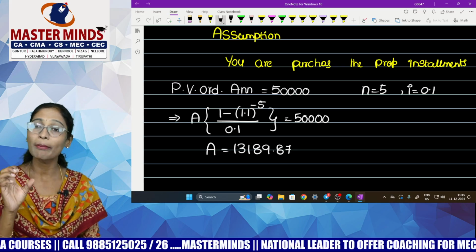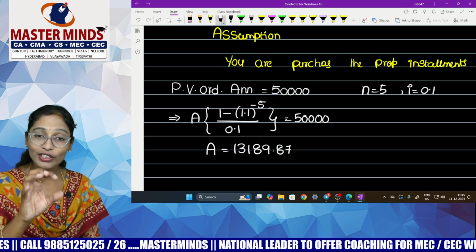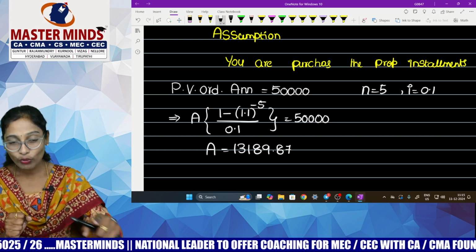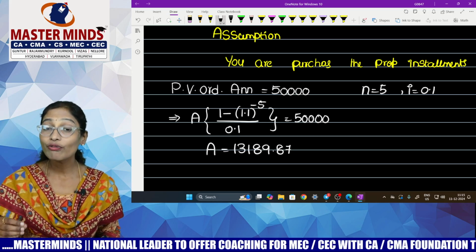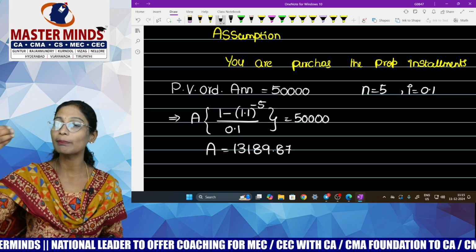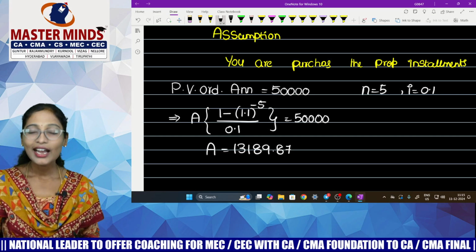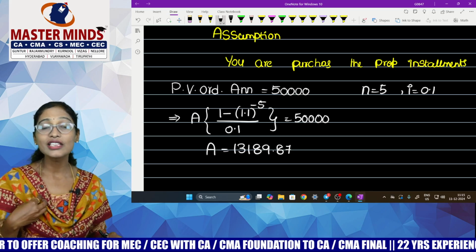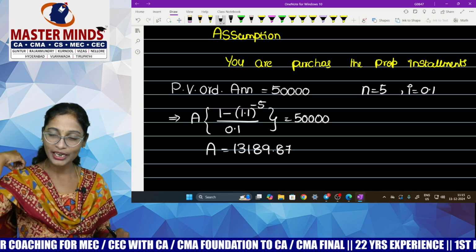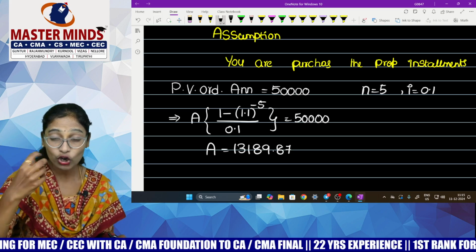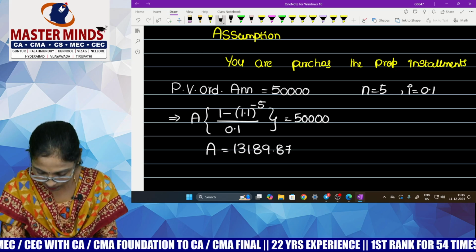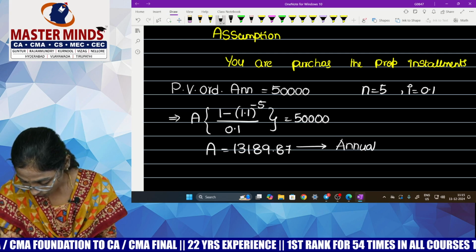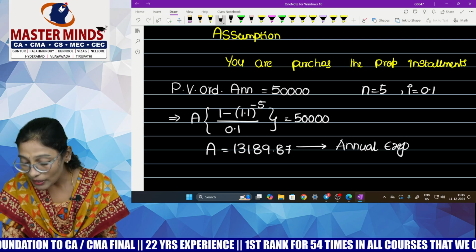What is this A and what was my assumption? I am assuming that I bought this property worth 50,000 with the help of an installment scheme. So tell me, what is capital A? The amount of installment that I need to pay from my pocket, right? Means as a result of purchasing this machine with the help of the installment scheme, this money I need to pay as an annual installment. Tell me, is it an income from the machine or an expense on the machine? Expense. Is it a monthly expense or annual expenditure? Annual expenditure. So tell me, what is the annual expenditure of the machine?